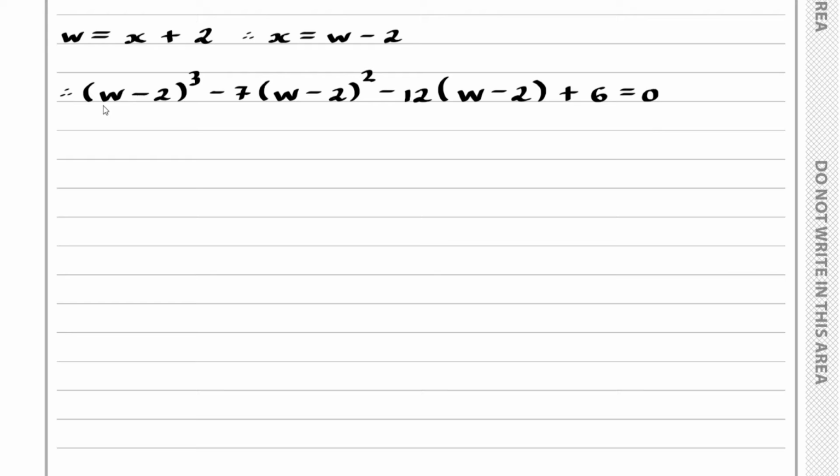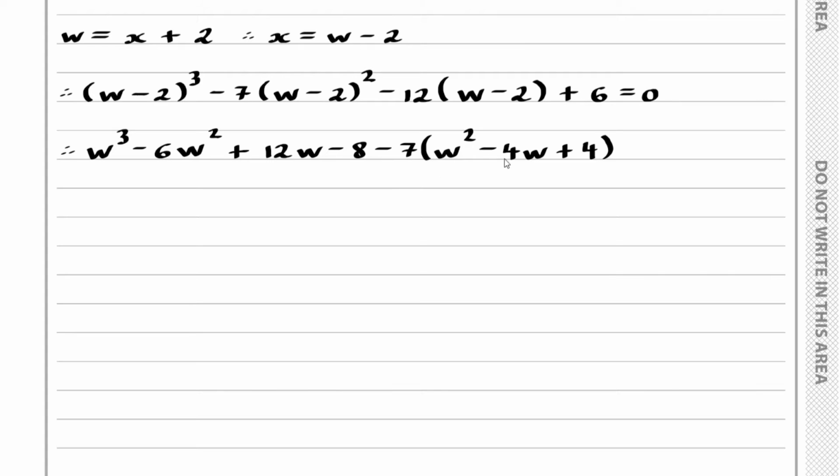So if we expand, well, we have w subtract 2 cubed, that's given by w cubed subtract 6w squared plus 12w subtract 8, and then we subtract 7 multiplied by w subtract 2 squared, so we have negative 7 multiplied by w squared subtract 4w plus 4, and then we have negative 12 multiplied by w subtract 2, which is negative 12w plus 24. We still have this plus 6, and this is equal to 0.